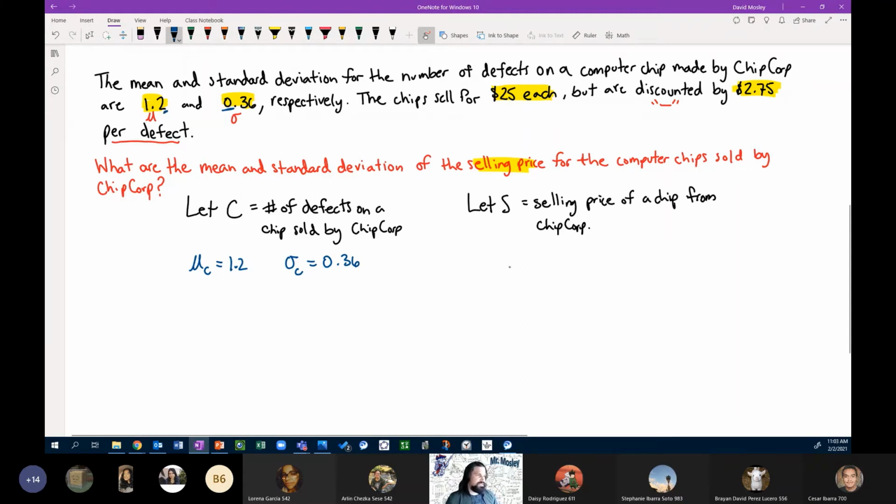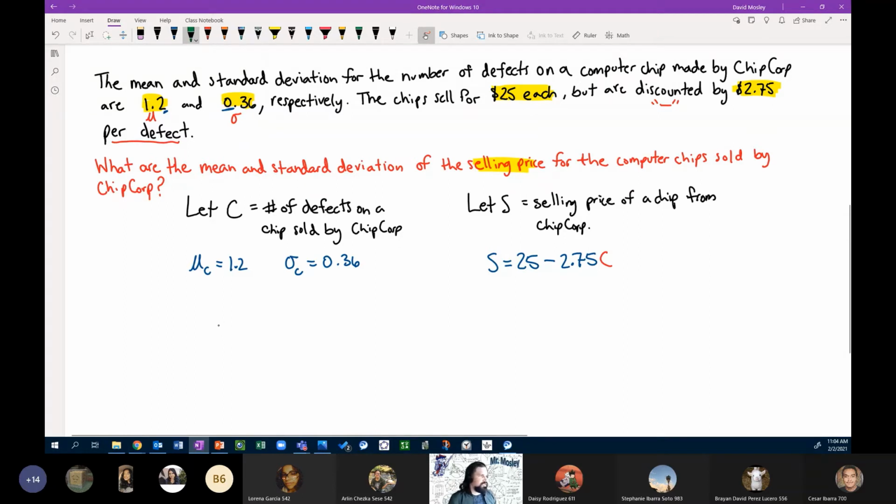And then S, the selling price, is equal to $25 minus $2.75 per defect, or C. So this is the linear relationship between S and C, the two random variables. This is what we need to use to convert and transform the mean and standard deviation that we already have.